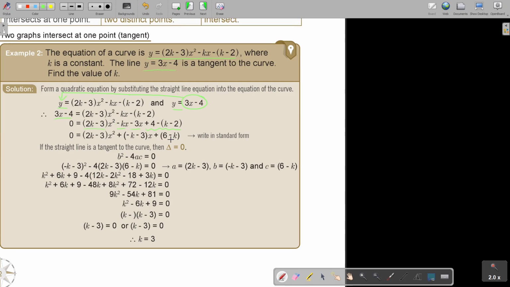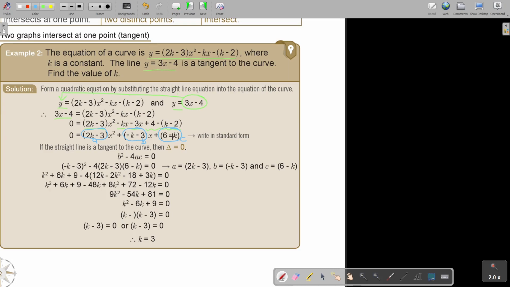A negative times a negative, so 4 plus 2, that will be 6. If the straight line is a tangent to the curve, then the discriminant will be 0. So b squared minus 4ac equals 0. Don't forget that this will be a, this will be b, and this will be c. So I'm substituting it in: b squared minus 4a, there is a and there is c.